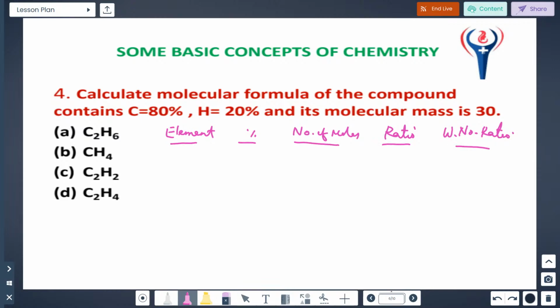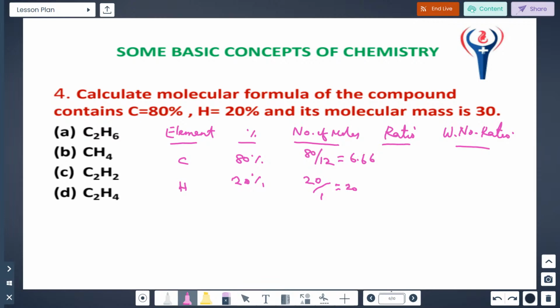Carbon, how much percentage? 80%. Hydrogen is 20%. First, number of moles means divided by atomic mass. Atomic mass of carbon is 12, so 80 by 12. Then 20 by 1, so the answer will be 20. If you simplify, 80 by 12 is approximately, nearly 6.66, it goes on.